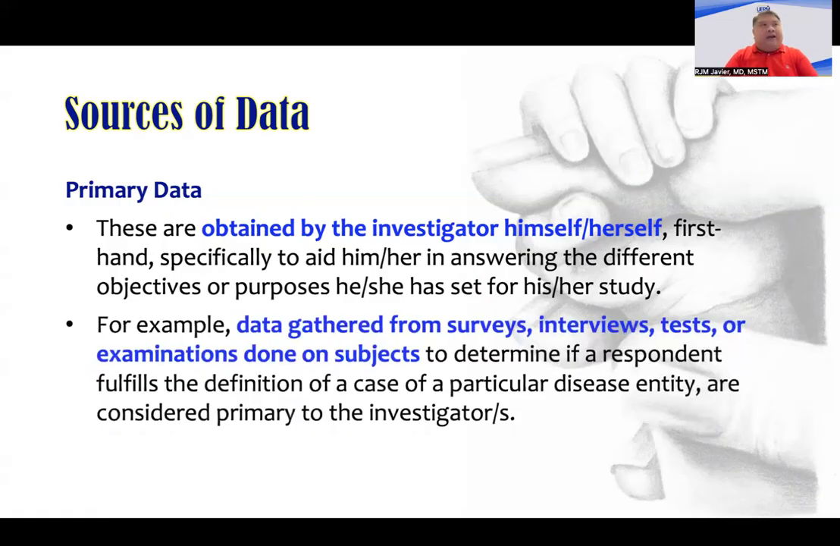For example, if you gather data from surveys, interviews, if you can perform certain diagnostic laboratory tests, or you conduct physical examination on your study subjects, all these information will determine whether or not your respondent will be able to meet, let's say, the inclusion criterion for your study. And so, whatever information you derive, because you were the ones who personally gathered the information, they are referred to as your primary data.